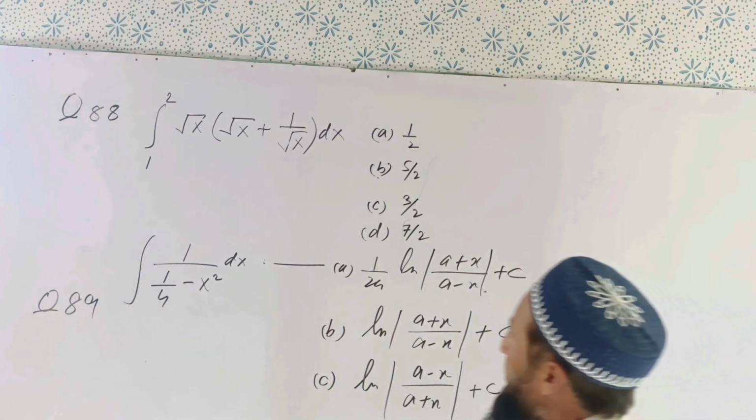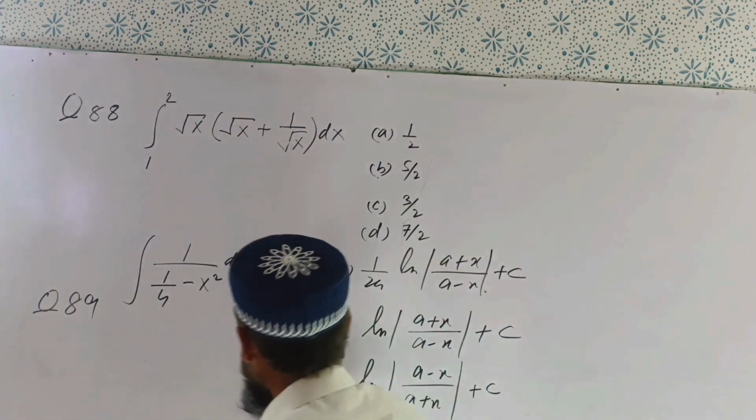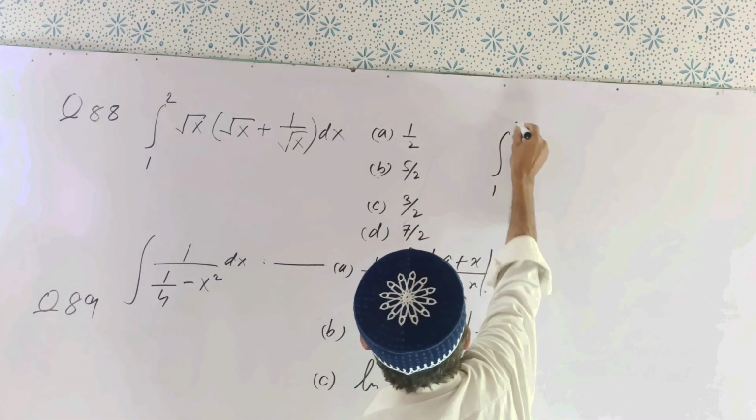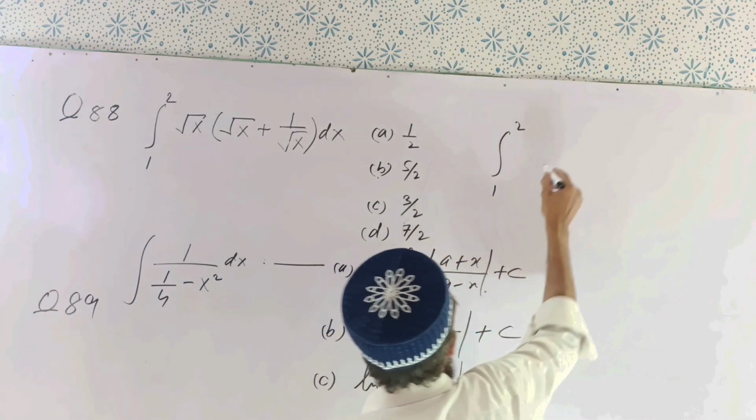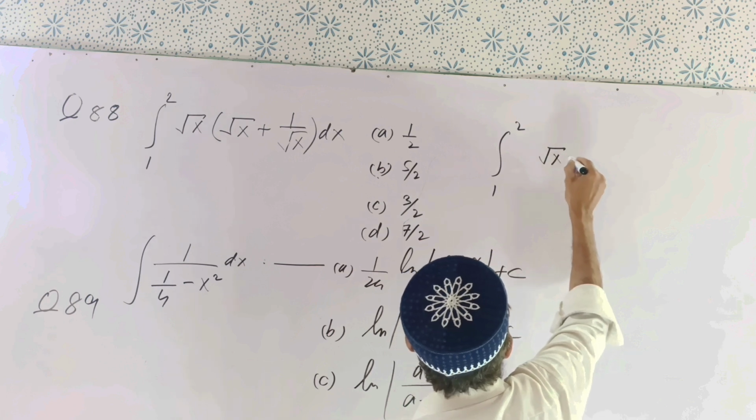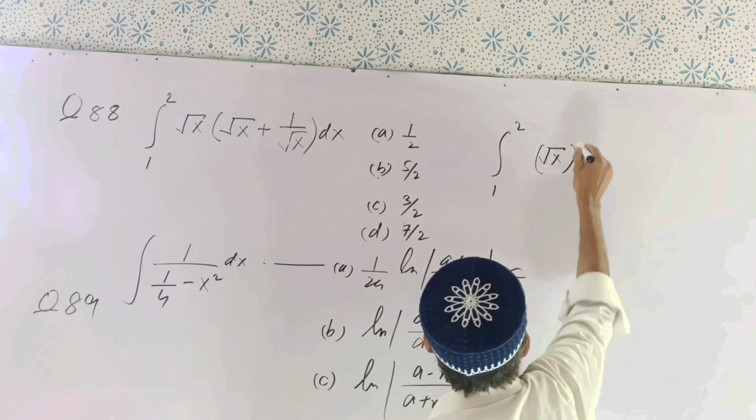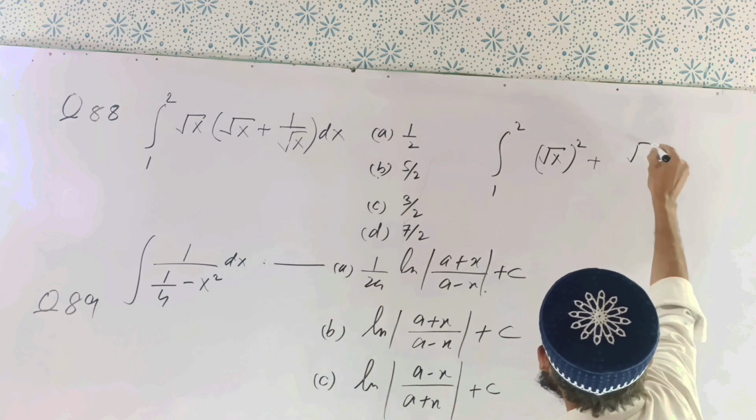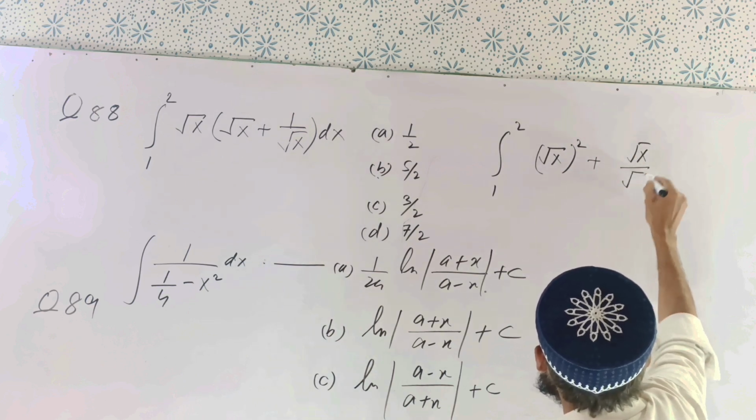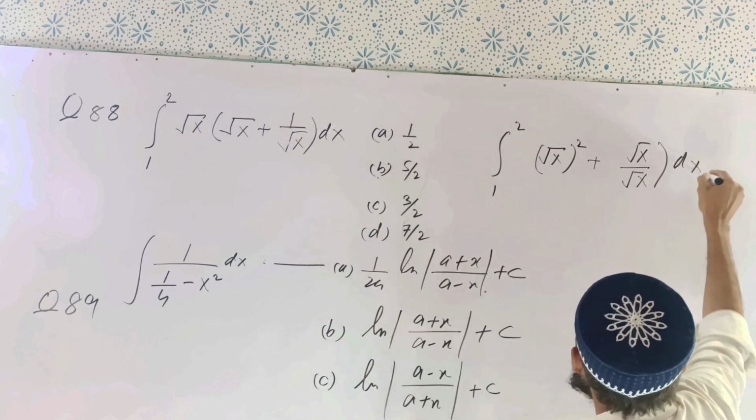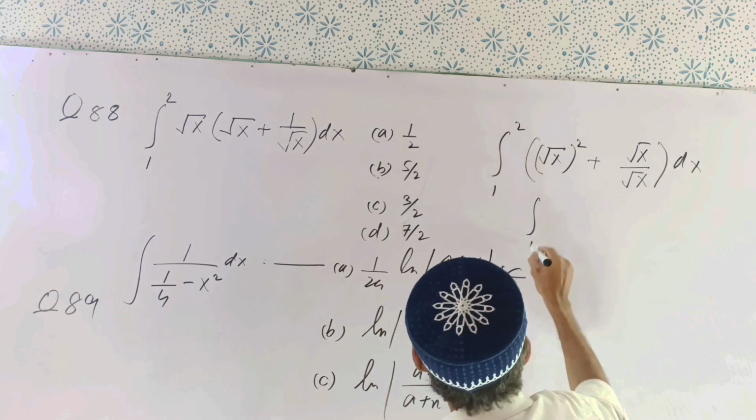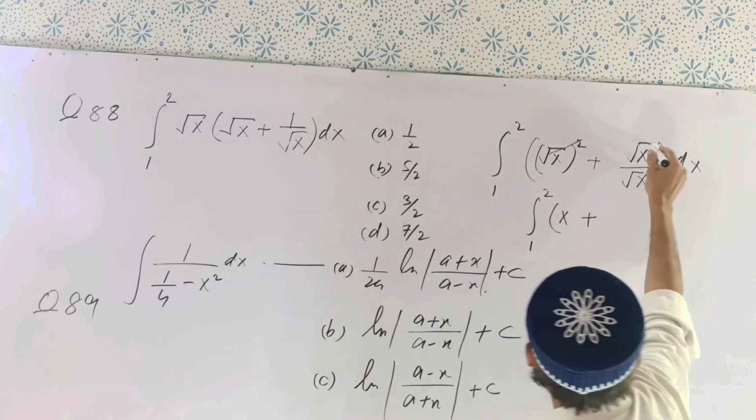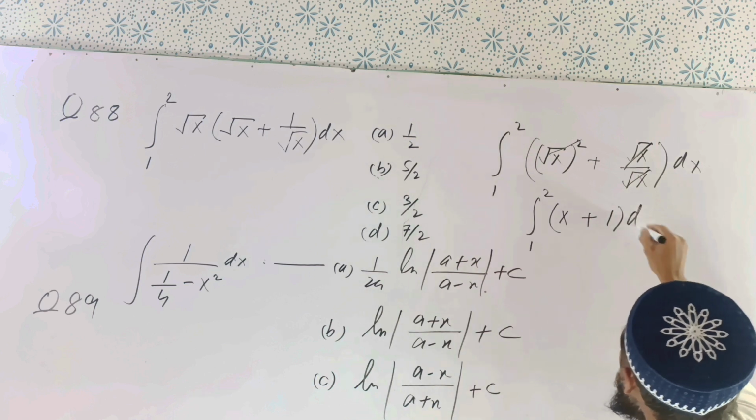First of all, we simplify this function. We can write 1 into x under root, and multiply by x under root, so we get the power plus x under root divided by x under root dx. So 1 and 2 both are cancelled, x and x both are cancelled, plus 1 dx.